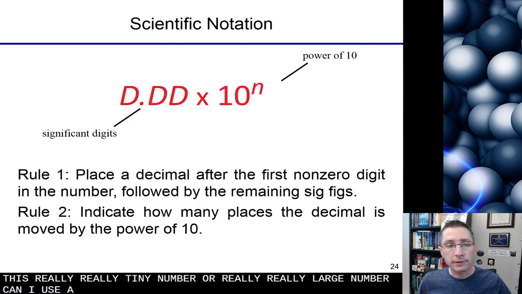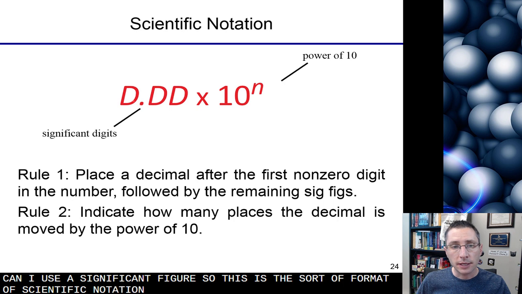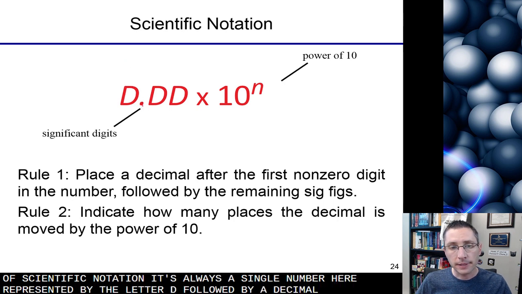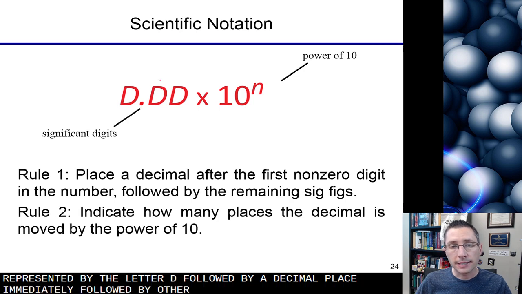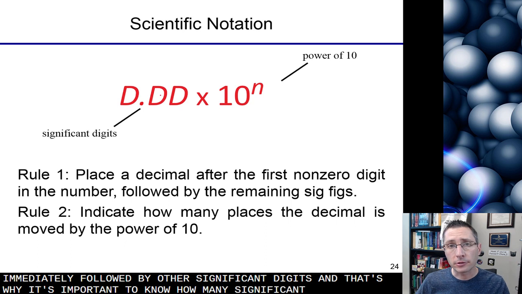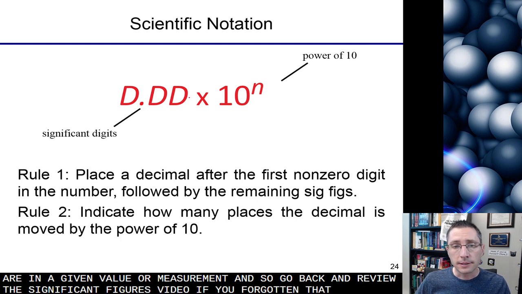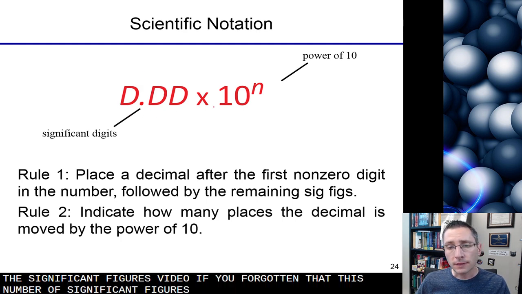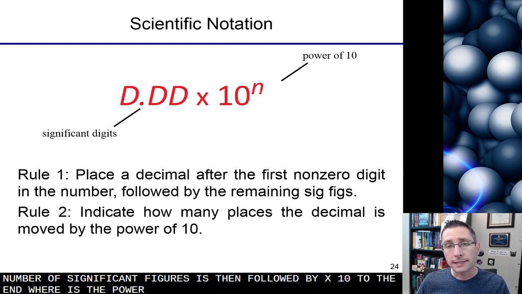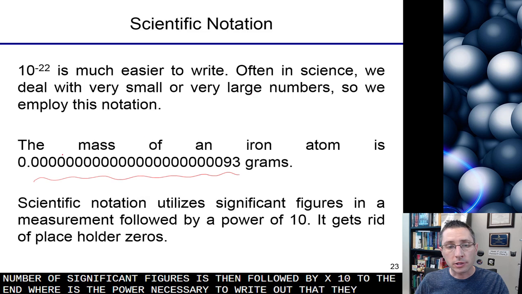Okay, and it uses significant figures. So this is the format of scientific notation. It's always a single number here represented by the letter D, followed by a decimal place immediately, followed by other significant digits. And that's why it's important to know how many significant figures there are in a given value or measurement. So go back and review the significant figures video if you've forgotten that. This is then followed by times 10 to the n, where n is the power necessary to write out that large number.